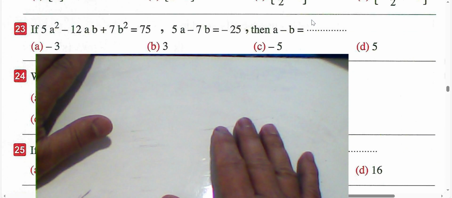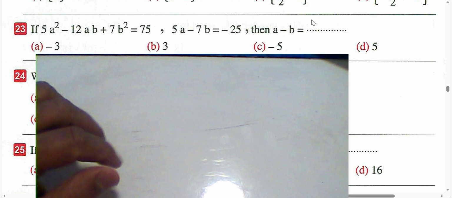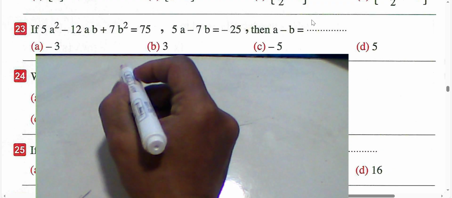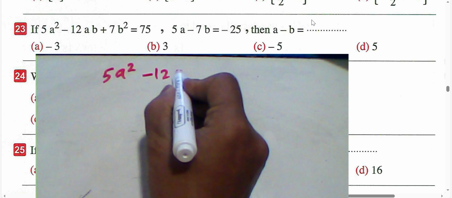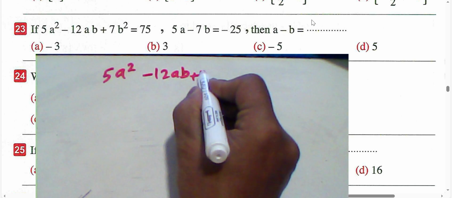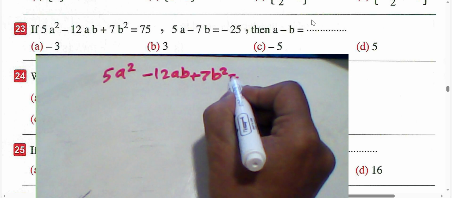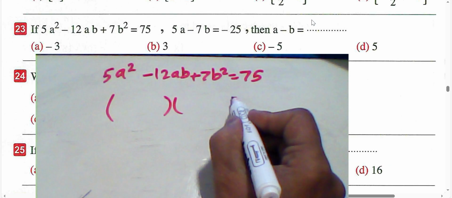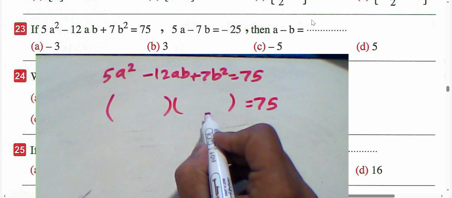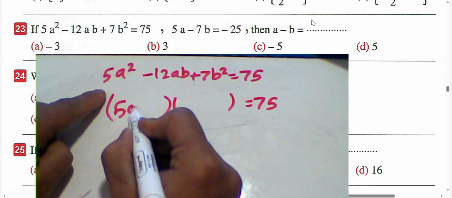We have 5a² minus 12ab plus 7b² equals 75. We can factorize this expression by multiplying two terms. The result will be 75. 5a² is 5a times a.